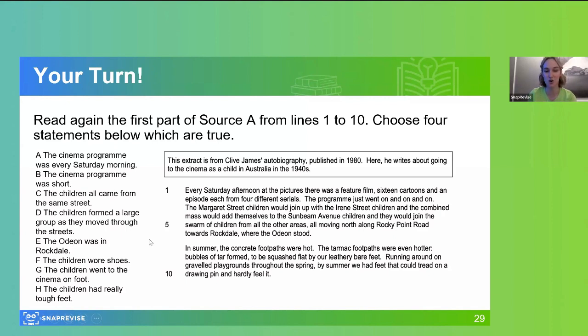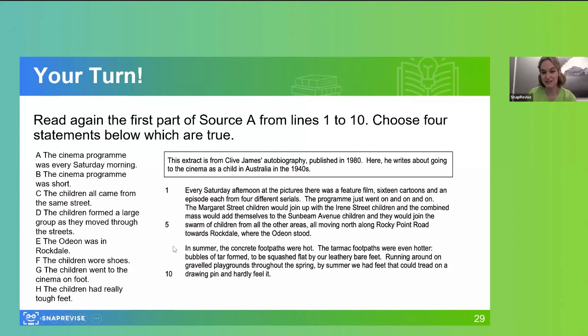E, the Odeon was in Rockdale. Is that true or false? Is the Odeon in Rockdale? E is true. Yes, exactly. It literally says moving along the Rocky Point Road towards Rockdale, where the Odeon stood. The Odeon is in Rockdale.